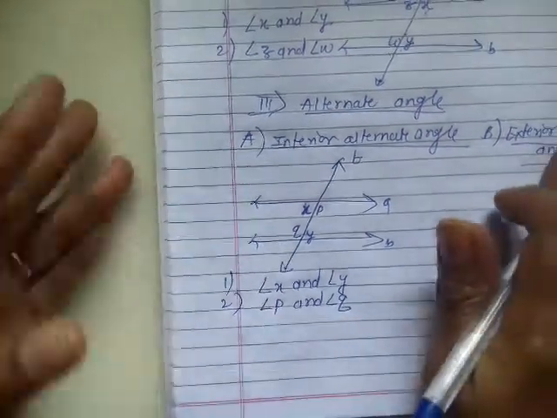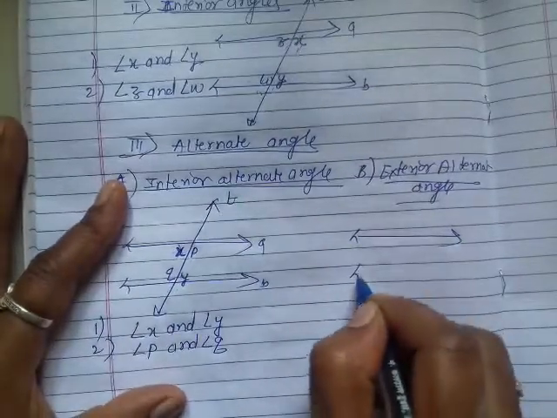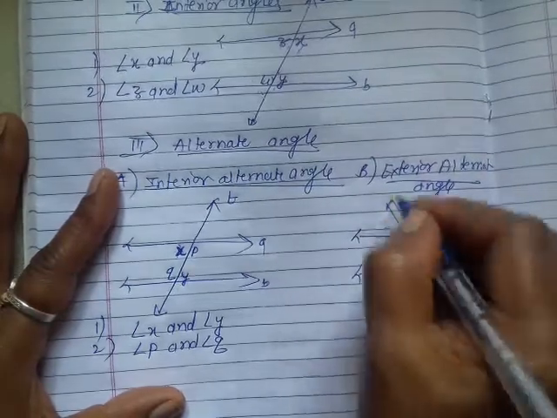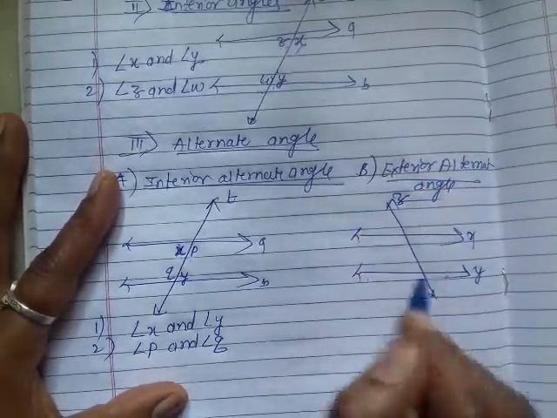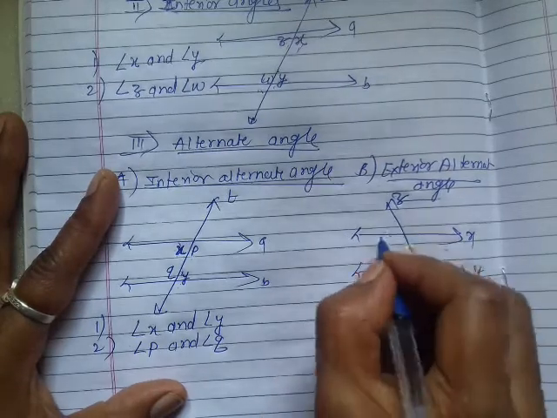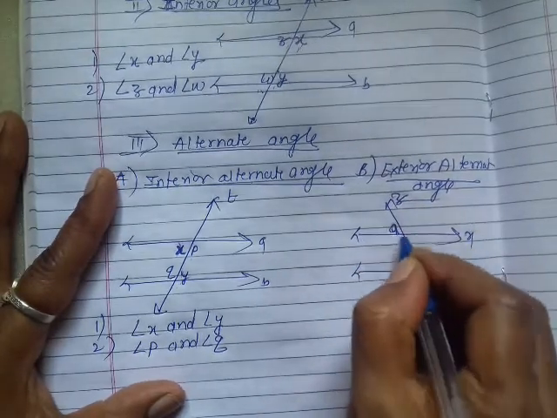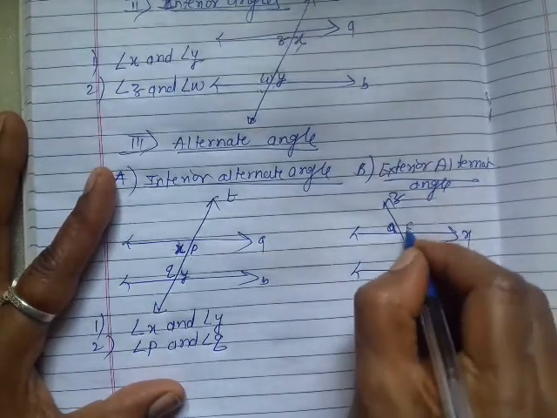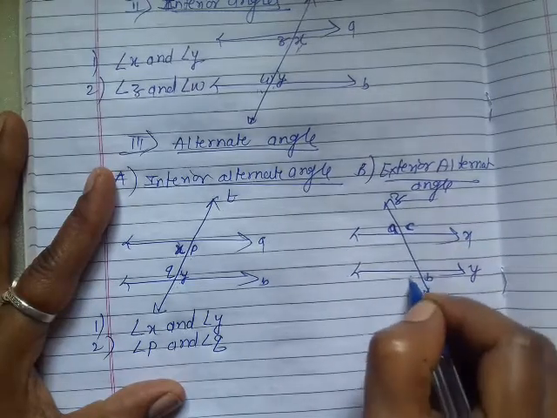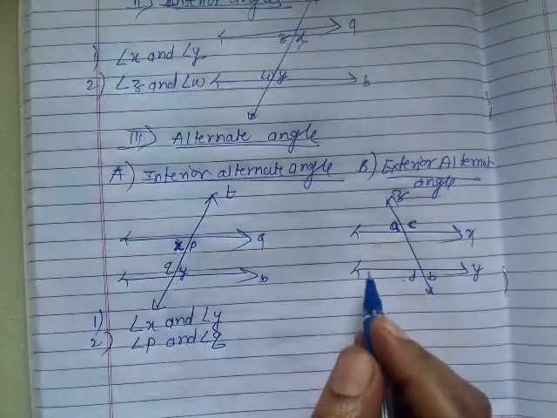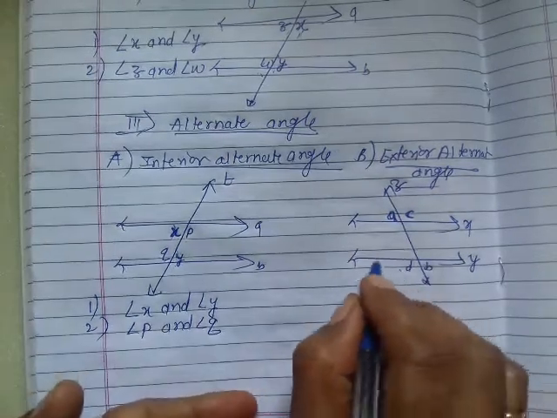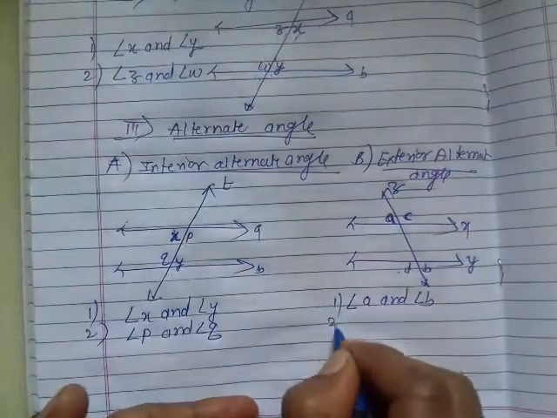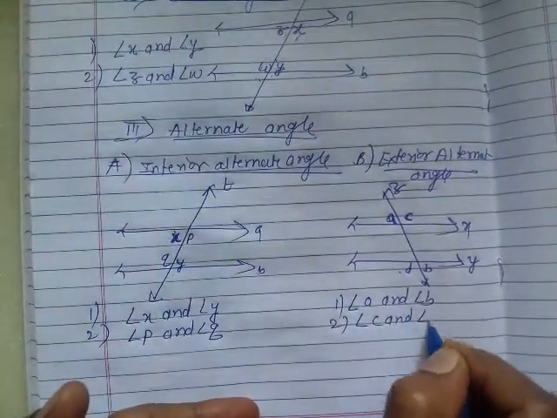This is 2 pairs. And for exterior, once again I will draw two lines and a transversal. Suppose this is XY and Z is the transversal. Now exterior means what? Outside. Outside here is my A and there, crossing, is B. And exterior here is my C and there, crossing, is D. These are called alternate exterior angles. Angle A and angle B, one pair, and angle C and angle D, another pair.